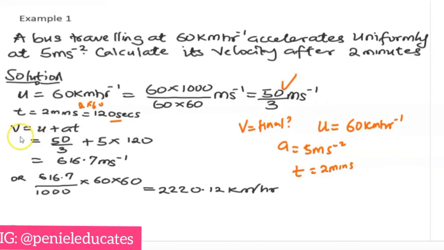Then because it's the final velocity they say we should find, this is our u, 50 over 3, plus 5, which is the acceleration, then this is the time. Okay, so once you do that, you're going to have 616 meter per second. Or you can still convert to kilometer per hour if you want to leave your answer at that. That's 616.7 divided by 1000 this time around, then times 60 times 60. All right, so that is how that is being done.